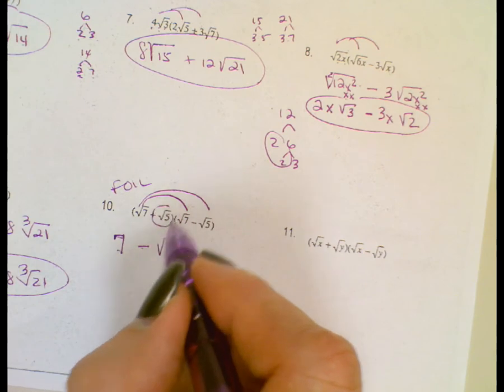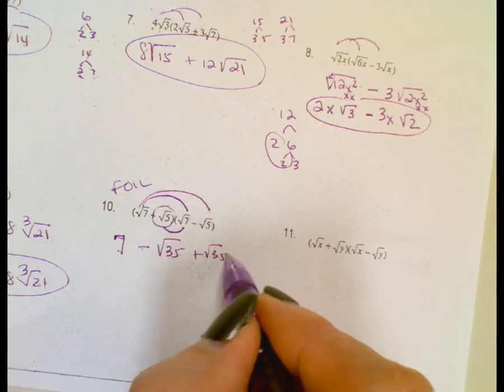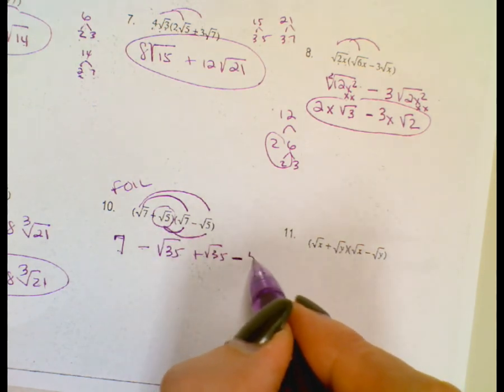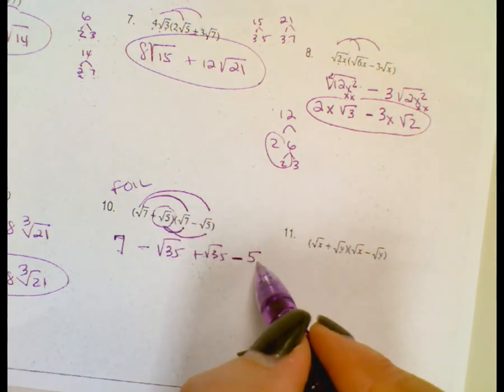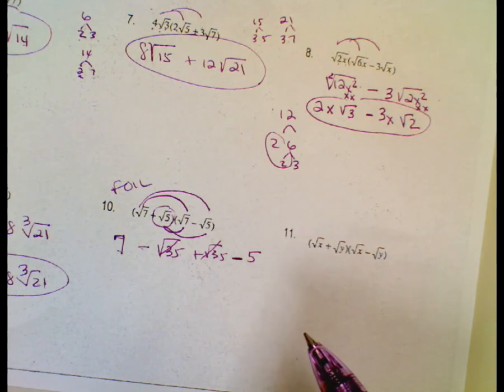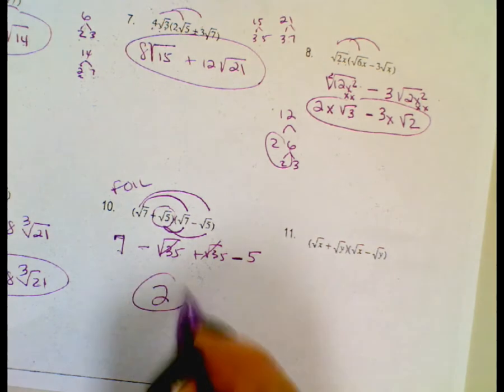Now your inner term, you're multiplying radical 5 times radical 7, this is radical 35, and radical 5 times negative radical 5 is negative 5. Radical 5 and radical 5 is radical 25, which is 5. So these cancel, which they always will with conjugates, and 7 minus 5 is 2.